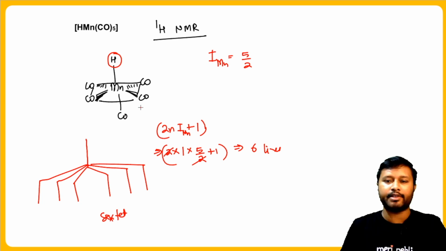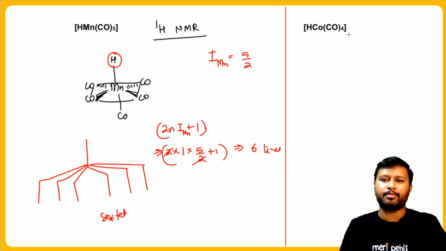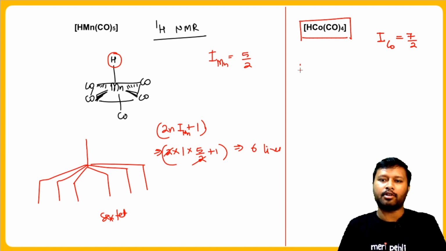Let's take one more example and see it quickly. Now let's see this particular molecule. We have HCo(CO)5. This molecule is going to be square pyramidal in shape. Quickly draw this molecule and tell me how many lines you are going to expect in this particular molecule. I am giving you the I value of cobalt. The I value of cobalt is 7/2. Use this information to find out the total number of lines in this particular complex, and tell me in the comment section what answer you have got.